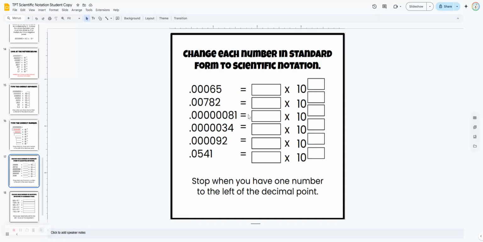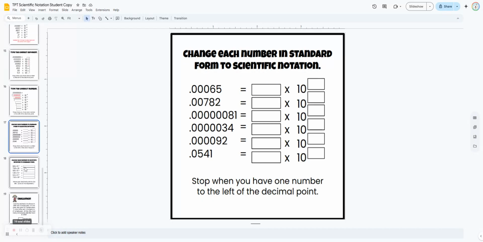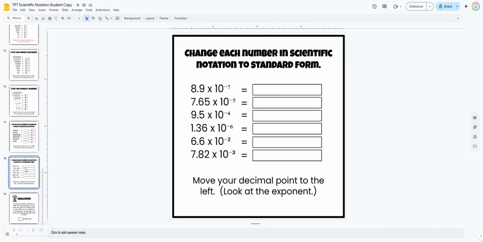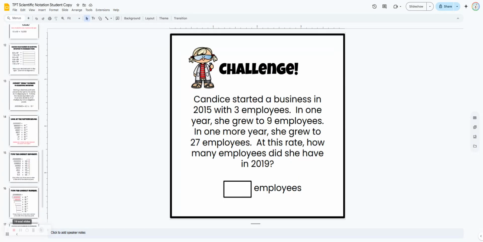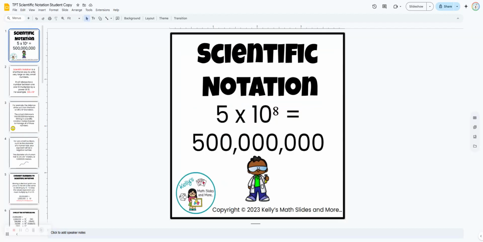Now on slide 17, students are going to be writing each of these numbers in scientific notation. On slide 18, they have these numbers in scientific notation, very small numbers, and they're going to write the actual number in standard form. And they get a final challenge, a word problem on the final slide. So this is scientific notation, a digital lesson.